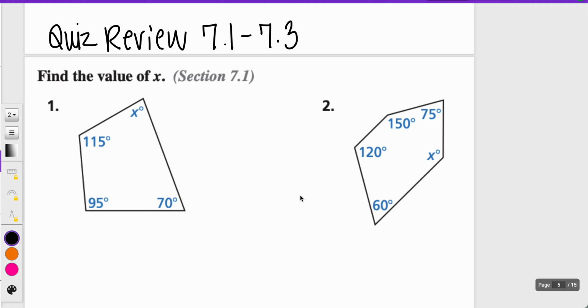Today we're going to be looking at our quiz review for lessons 7.1 through 7.3. So this is just that all-encompassing review for that. Let's go ahead and get started.